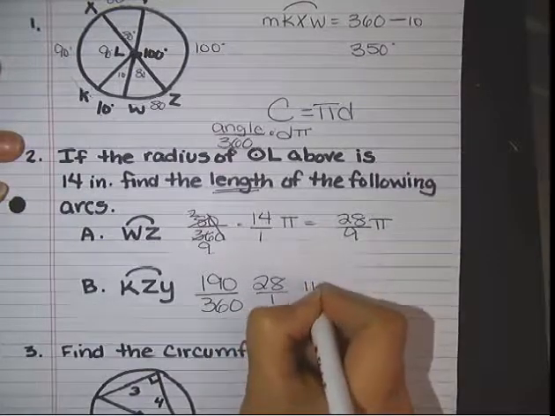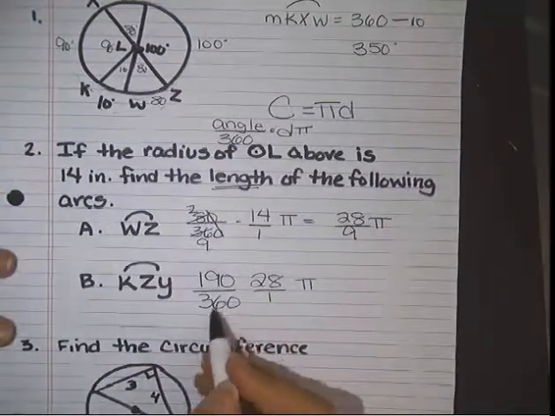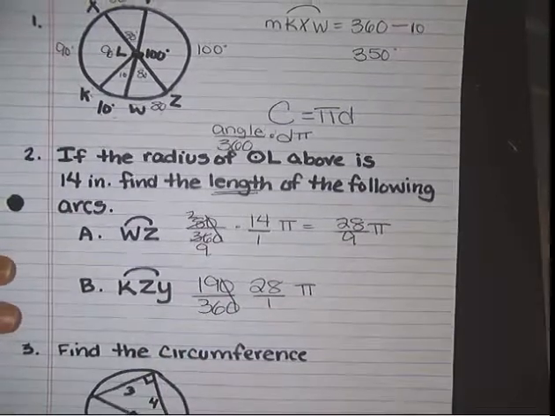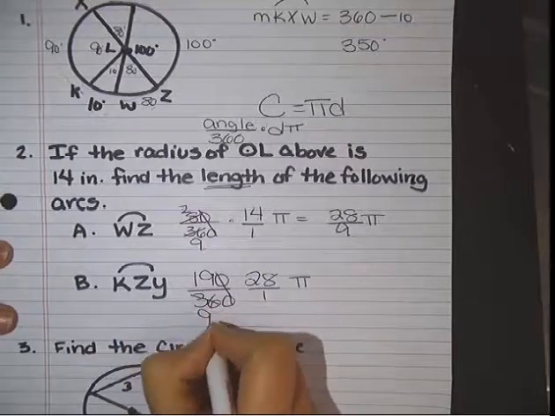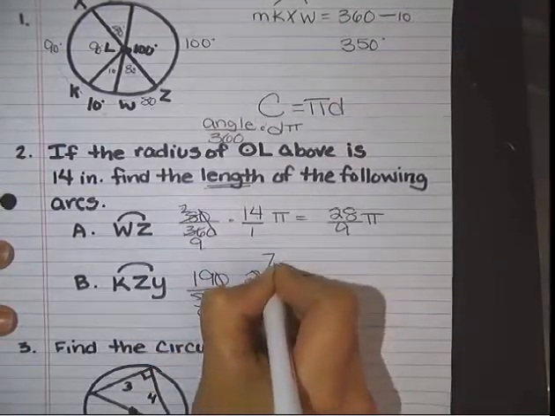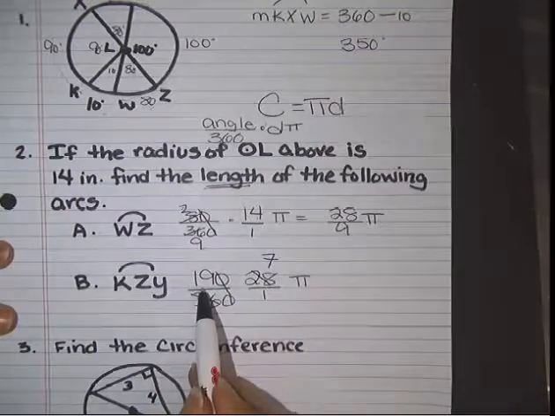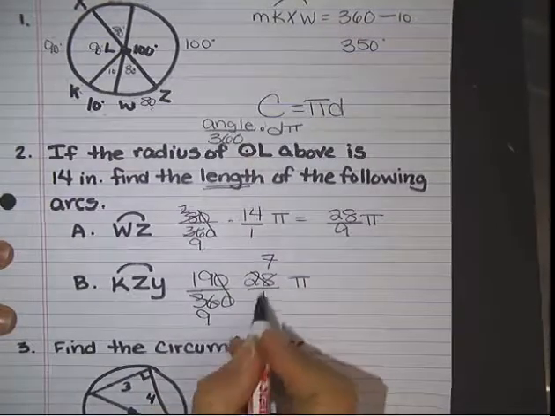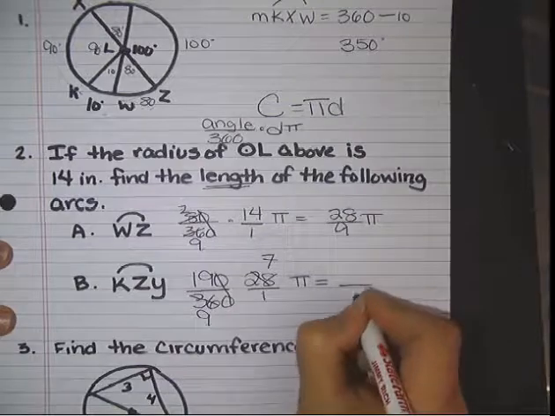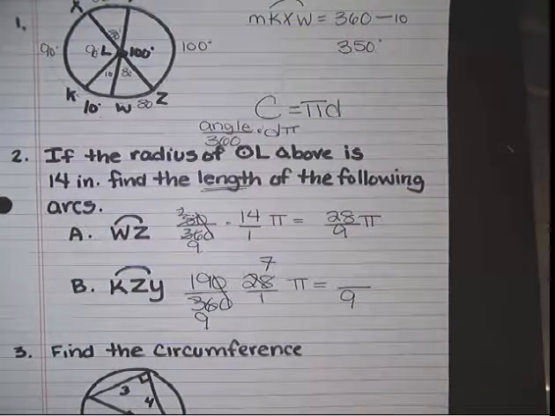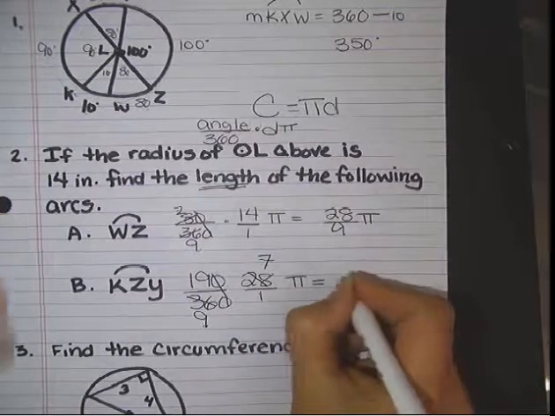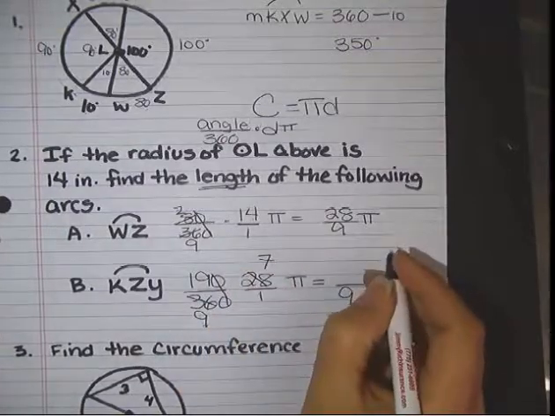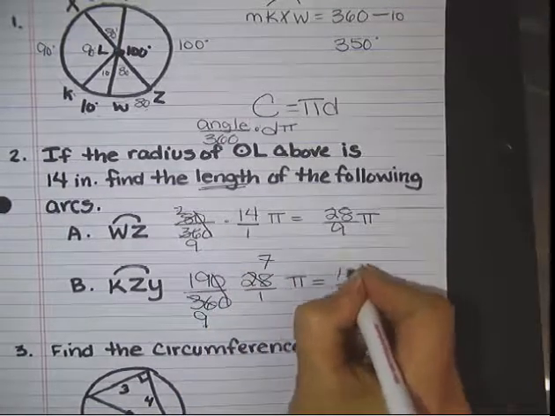So here, simplify 19 over 36. Let's see, 4 will go into 36 9 times, 4 will go into 28 7 times. So I have 7 times 19 over 9, because 9 times 1, I'm getting a fraction there. Which is 7 times 19, that would be 133 over 9, and don't forget our pi.